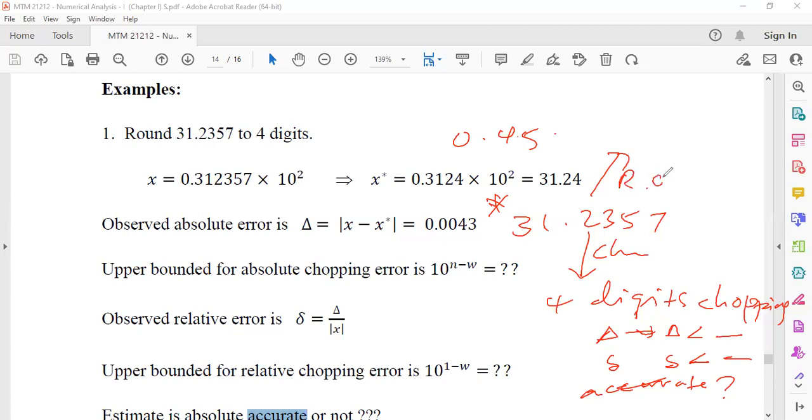Like this, rounding off also: find the rounding off after 4 digits. What is the delta? What is the small delta? What is the upper bound for the relative and absolute? So see whether it is accurate or not. So two ways you can check whether it is accurate or not: according to the chopping error as well as the rounding off error.